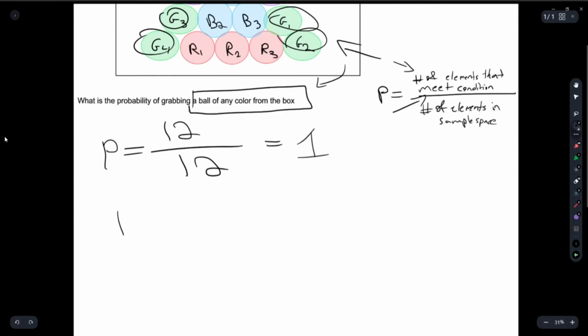So what does a probability of 1 mean? A probability of 1 means that this will 100% happen. It will happen 100% of the time. It will always happen. Nothing else can happen.